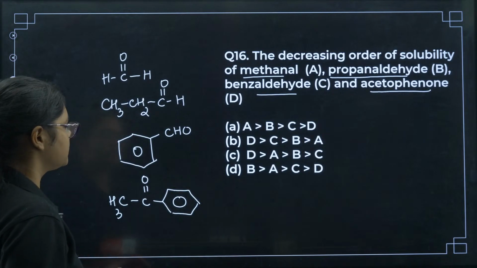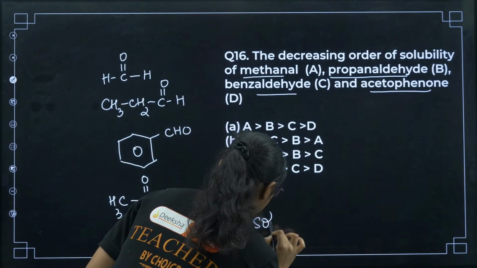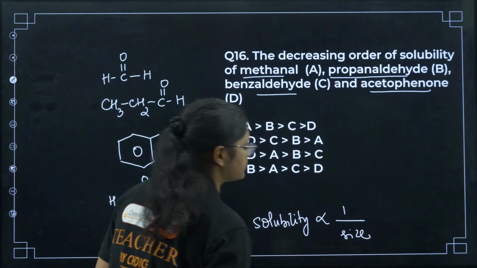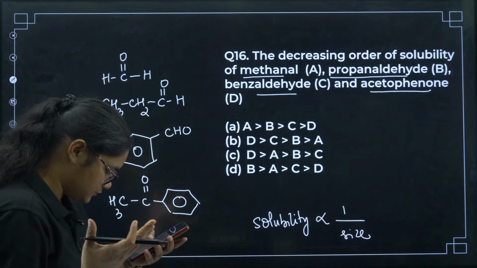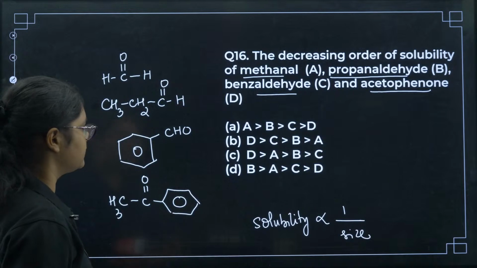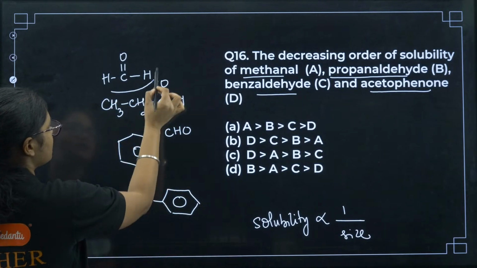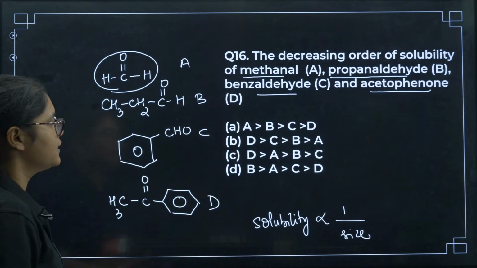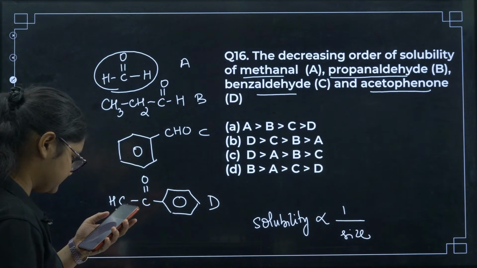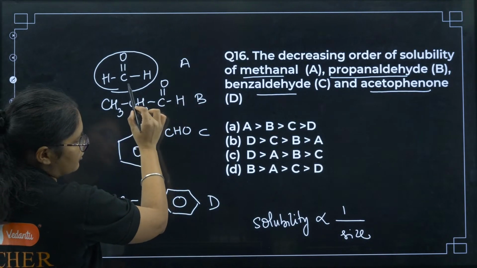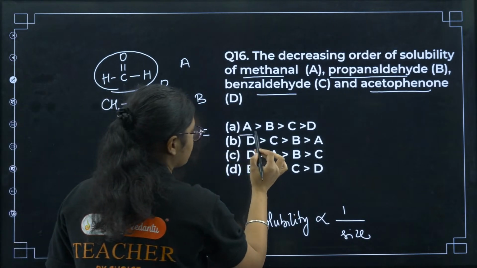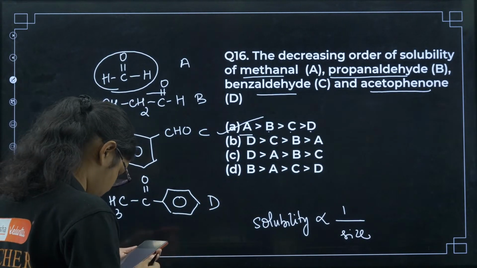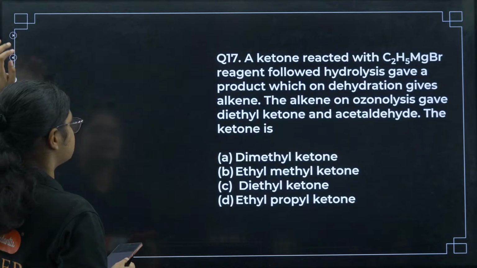So solubility depends on what? Solubility is inversely proportional to size. The smaller the molecule, the more the solubility. So which structure is smaller? This one is the smallest structure. This is A, this is B, this is C, and this is D. A is the smallest structure, so A has to be at the start. Then B, then C, then D. So the correct answer is option number A. Yes, A is the correct answer.